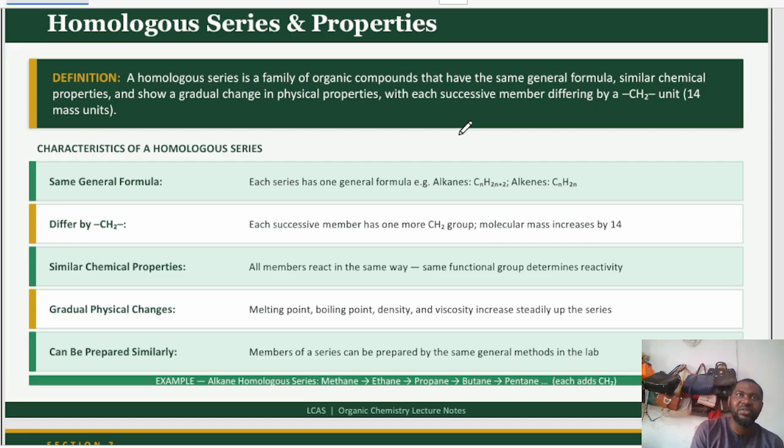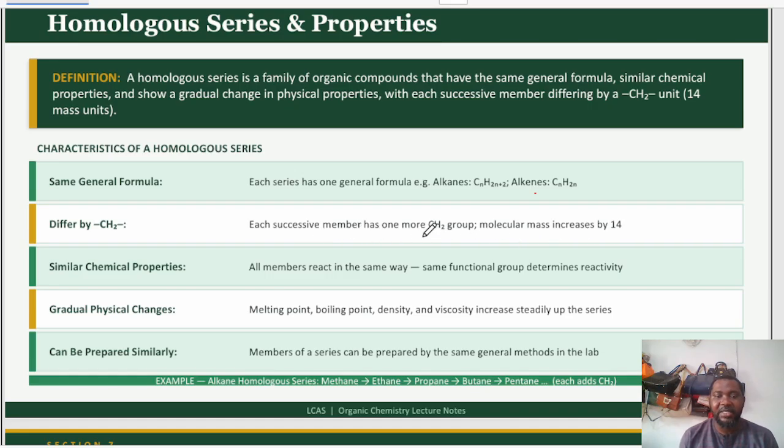So I prefer to define mine this way: a homologous series is a family of organic compounds that have the following properties. The first property is that all of them have the same general molecular formula. For example, alkanes have the formula CnH2n+2. Alkenes have their own formula. They all have the same formula within a family. Now secondly, each of them differs by CH2. Each member of the family differs from the next by CH2.